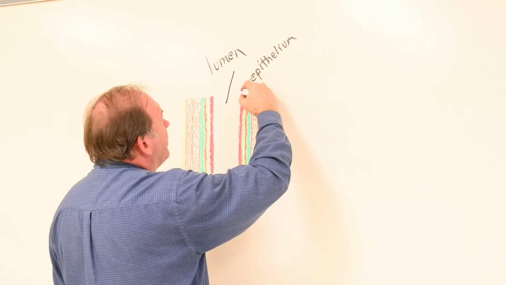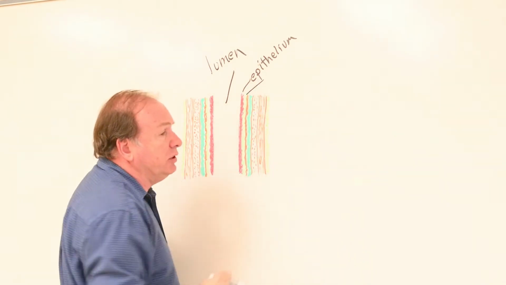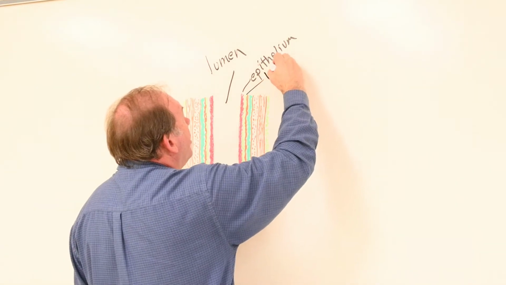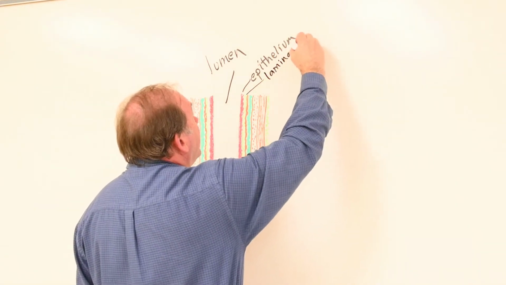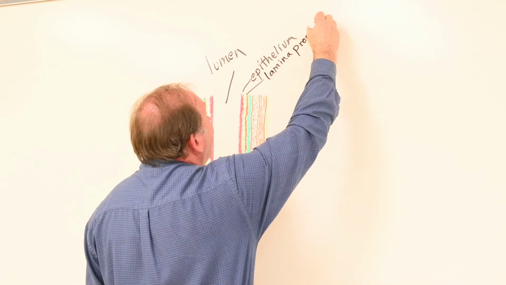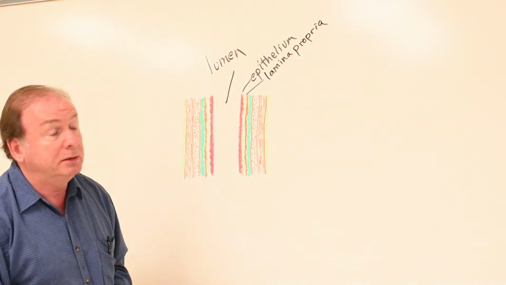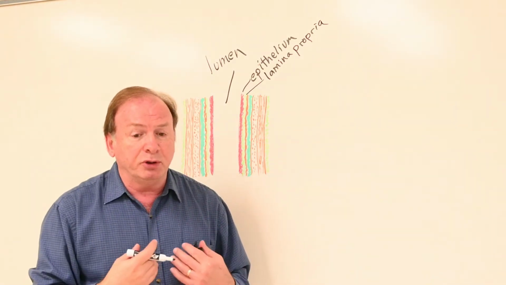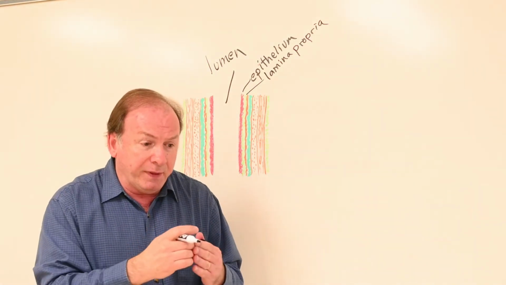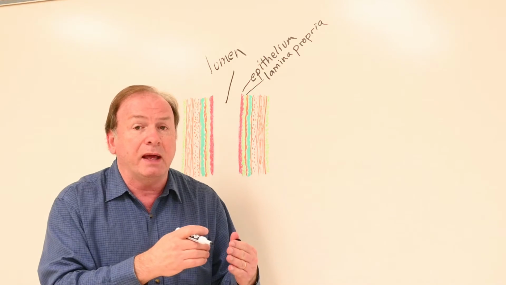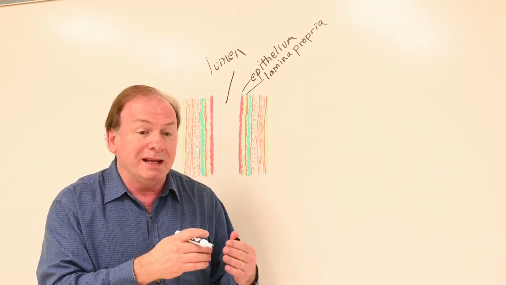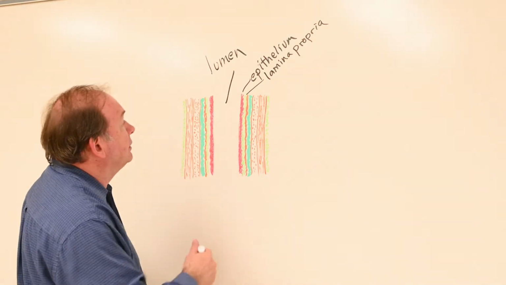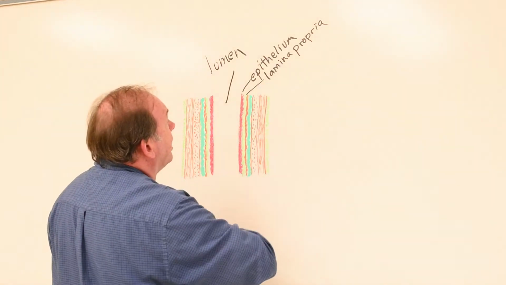The next layer in here is a layer of loose connective tissue, and this layer of loose connective tissue here is referred to as a lamina propria. The lamina propria. Wherever you find mucosal membranes inside the body that have an epithelium, and then the next layer next to that epithelium is going to be a loose connective tissue called the lamina propria. So that's a layer of loose connective tissue, the lamina propria.